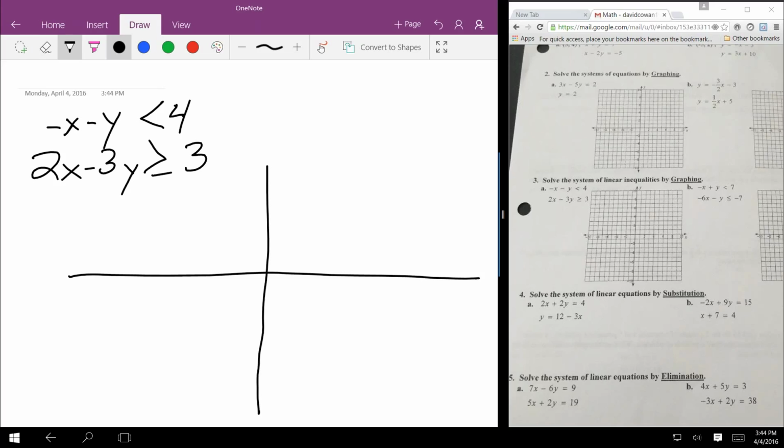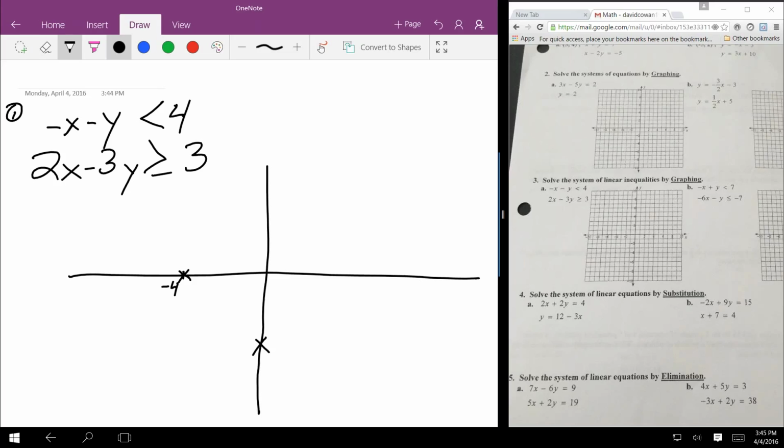So, how do I graph the top one? Look at it, it's in standard format. Let's do it by x and y intercepts. On the top one only, on inequality number 1, what's the x-intercept? X-intercept is -4. What's the y-intercept? -4.